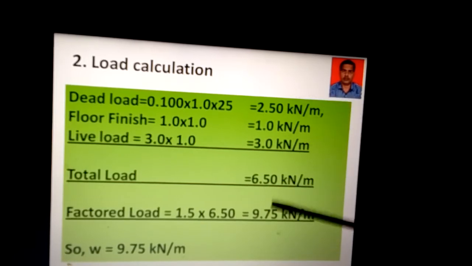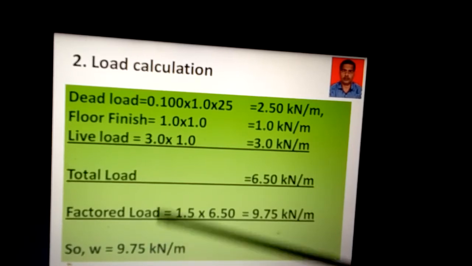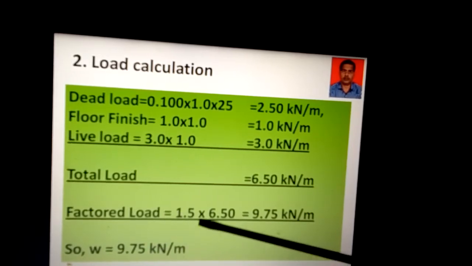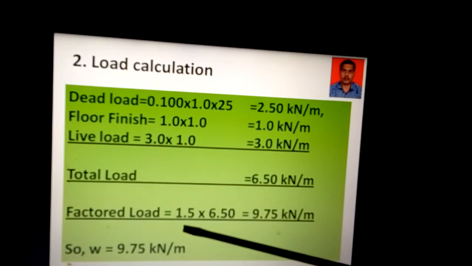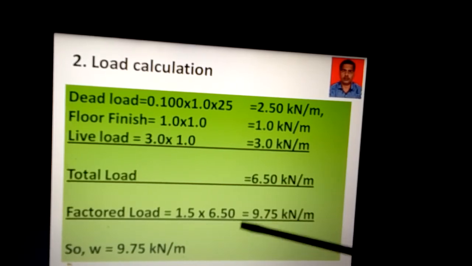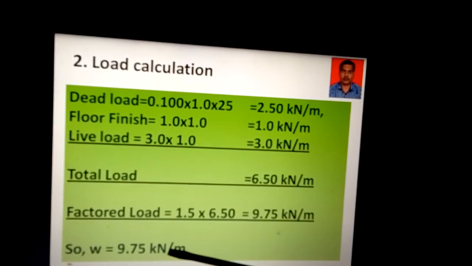So adding all these three, we get total load 6.5 kilonewton per meter. To calculate the factored load for design calculation, we multiply this total load by 1.5, the partial safety factor for load, and finally we get the factored load 9.75 kilonewton per meter. So this way we have now the total UDL, uniformly distributed load, W per meter run, is 9.75 kilonewton per meter for the entire slab.